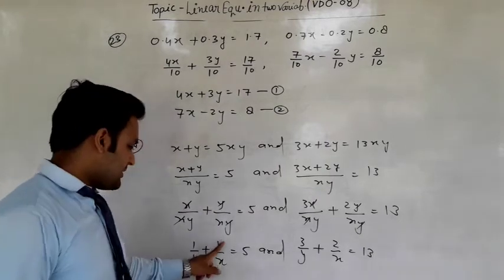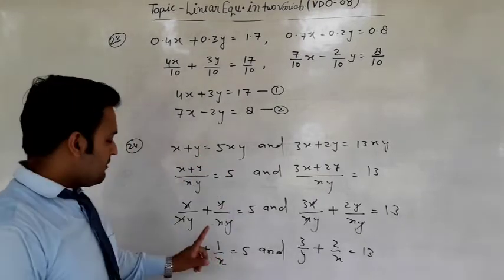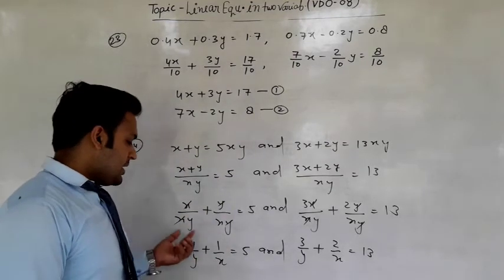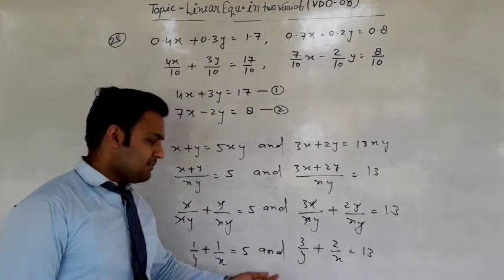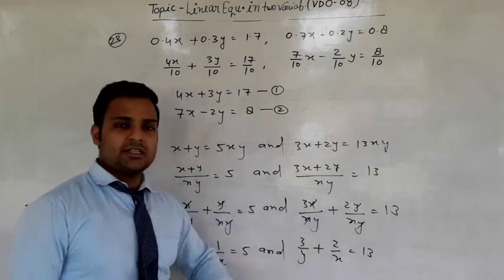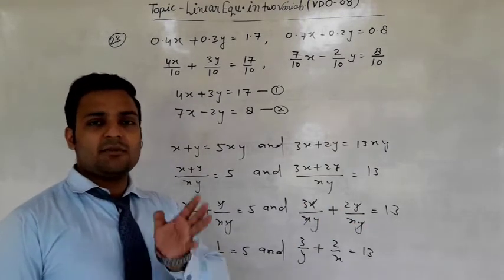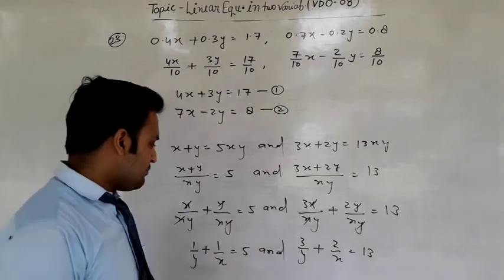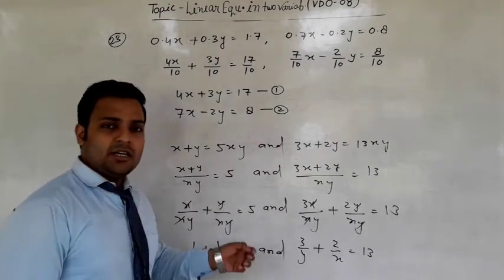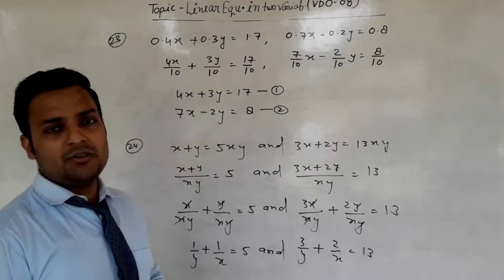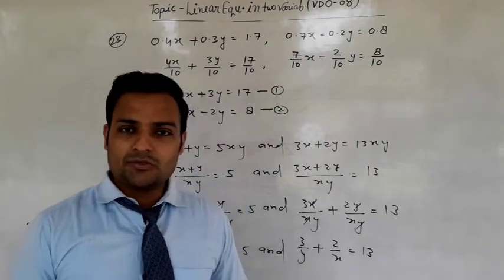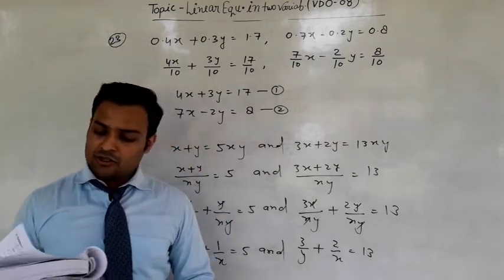Let 1 upon x is equal to small a, 1 upon y is equal to small b. The equations will be a plus b is equal to 5, 3a plus 2b is equal to 13, and solve them for variables a and b. Then you can find the values of a and b, then put the values of a and b in 1 upon x and 1 upon y, then you can easily find the solution of x and y variables. Okay, students? This was question number 24.